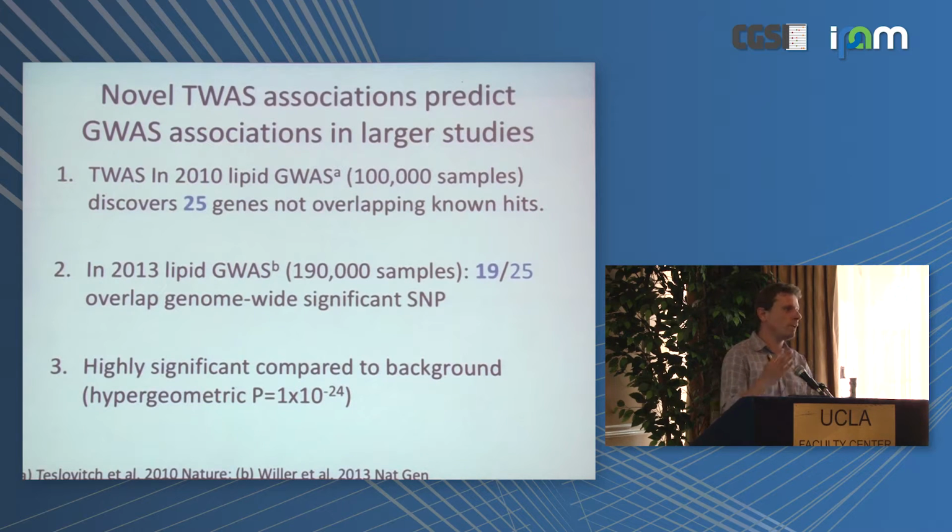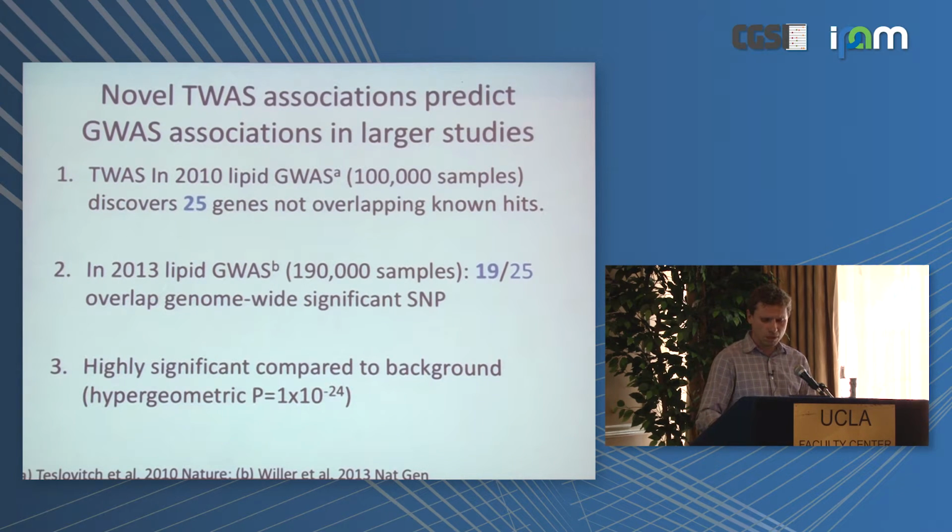So what we did, we started reanalyzing old GWAS data and we found new things in that old GWAS data, and then we looked at newer GWAS data to see if those things would have been found, and in short, yes. This is in lipids. Essentially, we found 25 genes in the 2010 lipid GWAS with 100,000 samples, which were found subsequently when they doubled the sample size. So we are getting more and more convinced that all these things are finding robust associations, and it's not just finding false positives.